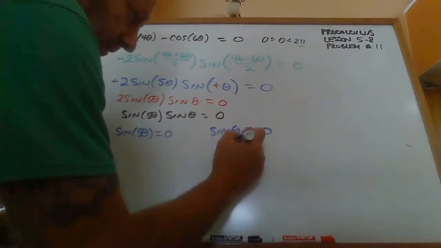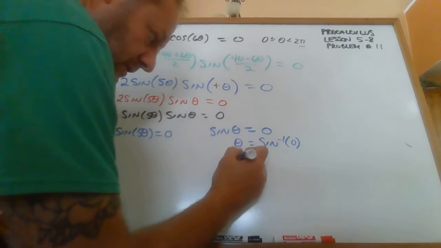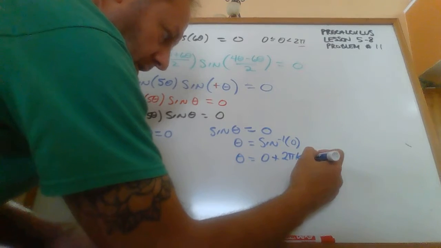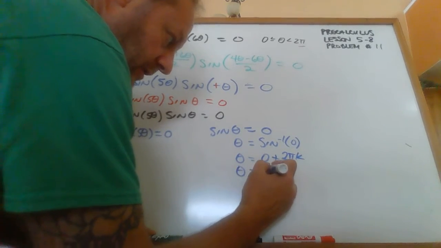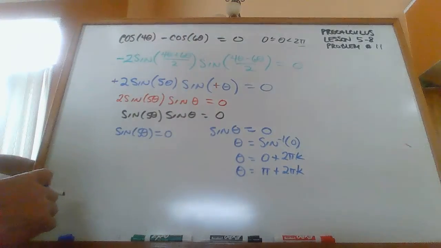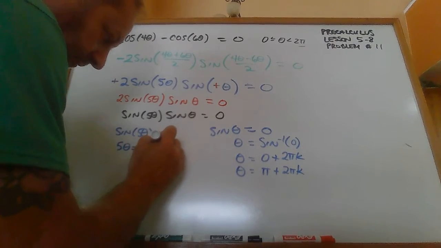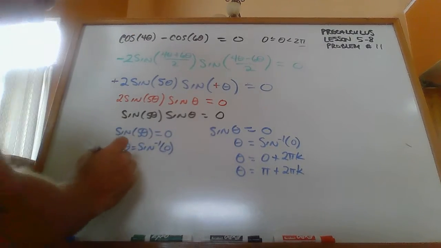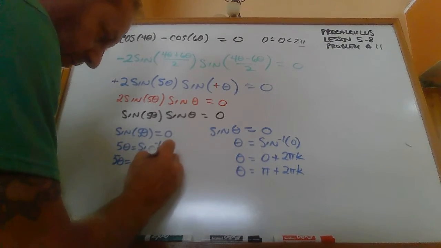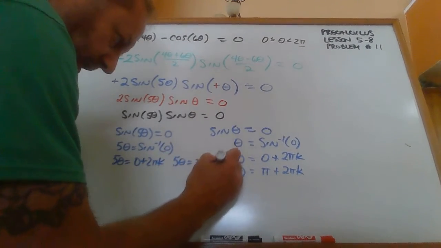And we can arc sine this, and we're going to get 0 plus 2 pi k, and we're going to get pi plus 2 pi k. Over here, we're also going to arc sine 0, and we're going to get the same thing. We're going to get 5 theta equals 0 plus 2 pi k, and we're going to get 5 theta equals pi plus 2 pi k.